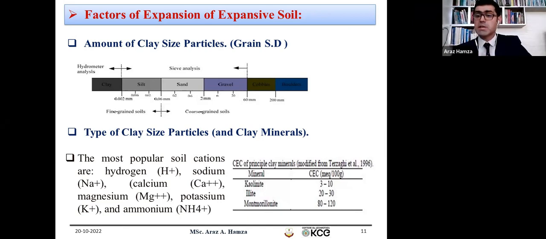The cation exchange capacity means that this type of mineral has hydrogen, sodium, calcium, magnesium, potassium, and ammonium, and a tendency to extract the water. And when they get water, they expand. And when they face the dry season, by the evaporation process, the water goes and the volume will remain, and then the settlement occurs. This settlement also causes cracking in your foundation, in your wall, in your structure. That's the idea behind expansive soil.